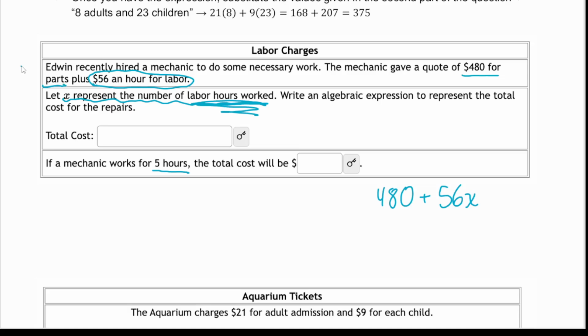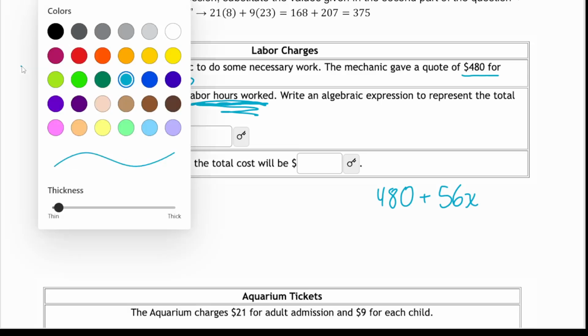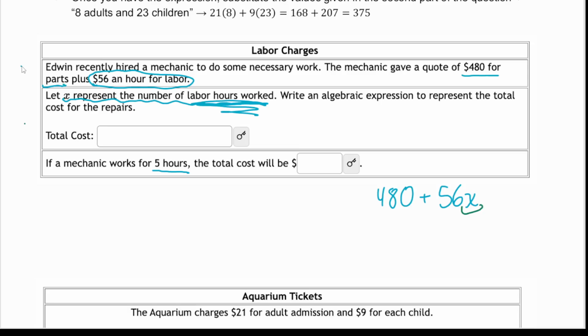And then if the mechanic worked for a total of 5 hours, that's when you take your X and replace it with your 5 hours. And then you're going to want to evaluate according to order of operations. So you first want to do 56 times 5. 5 times 6 is going to give you 30. 5 times 5 is 25, plus 3 is 280.